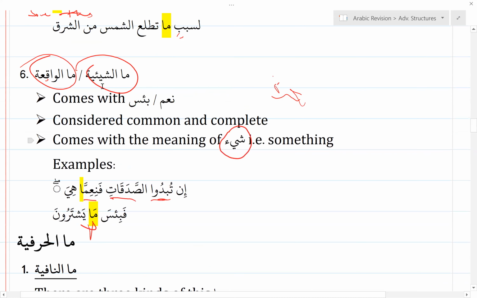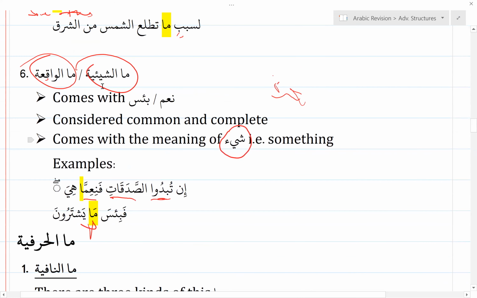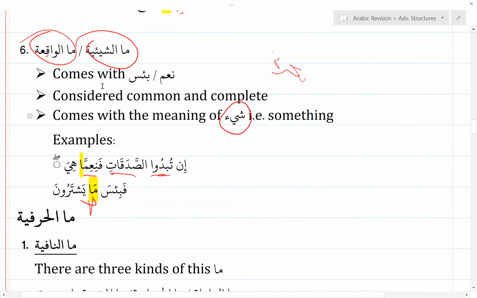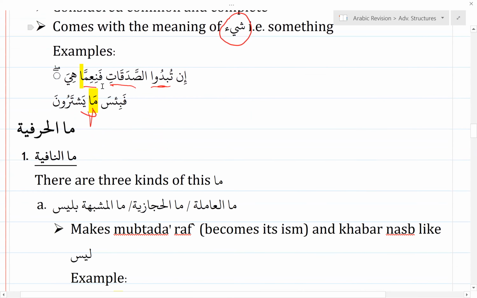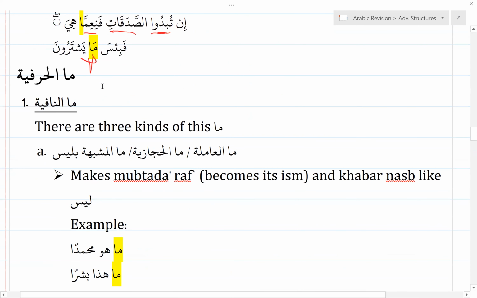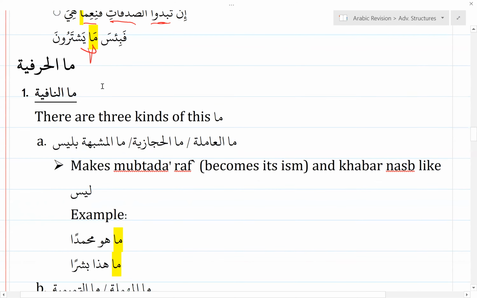All right. And those 6 are the different kinds of isms. Then we come to the huruf, the harfs. So لا محل لها من الإعراب. This one you don't have to bother with yourself. Is it a mubtada? Is it a khabar? Is it proper, common? None of that, because it's a harf. It's not an ism. It doesn't have 4 properties.